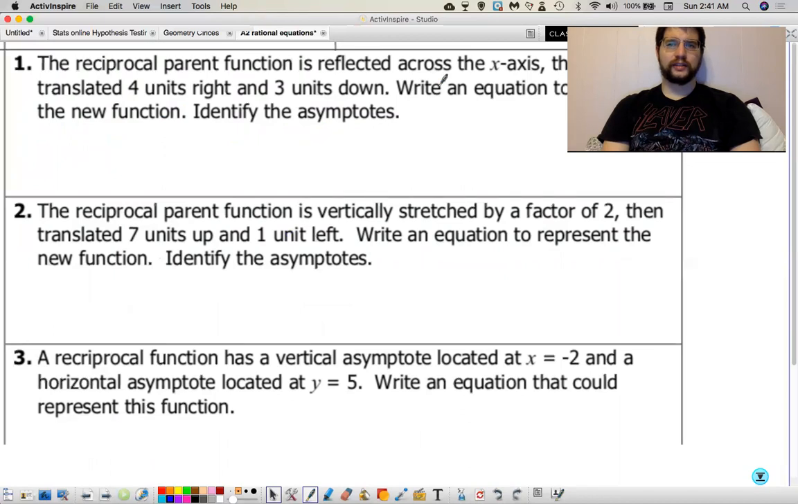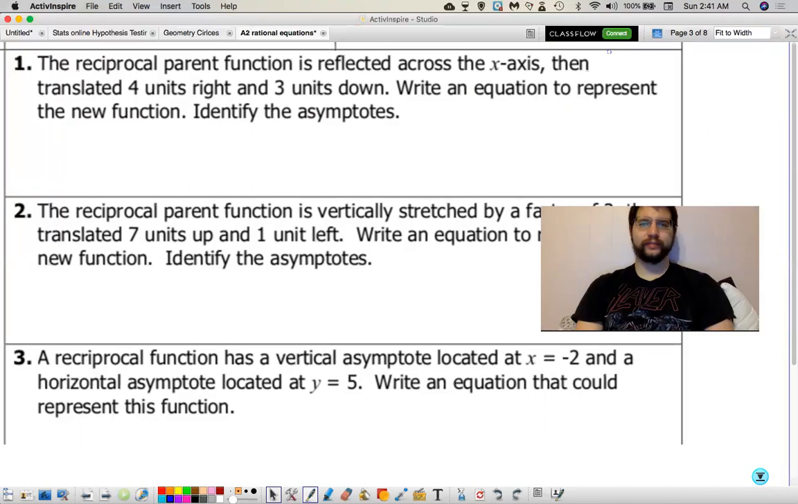So let's just take some words and write down what those functions would be, and let me get my face out of the way. The reciprocal parent function is reflected across the x-axis. That means you have a negative out top. Then translated 4 units to the right, 3 units down.